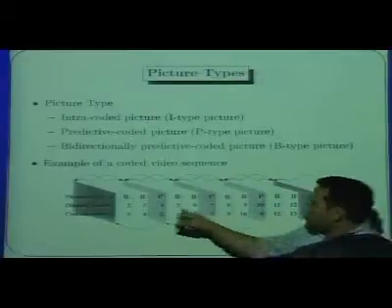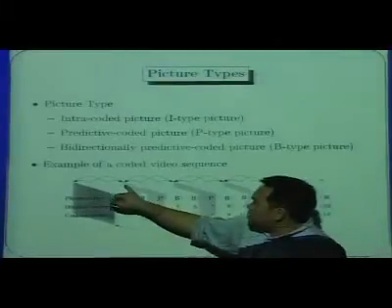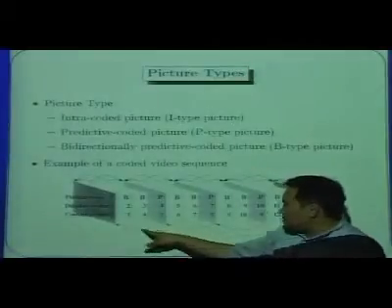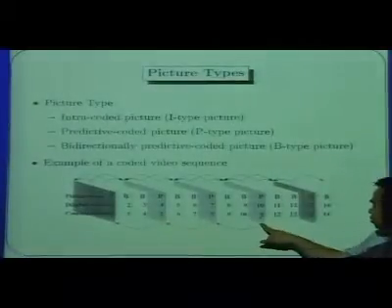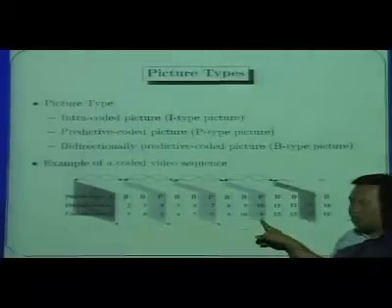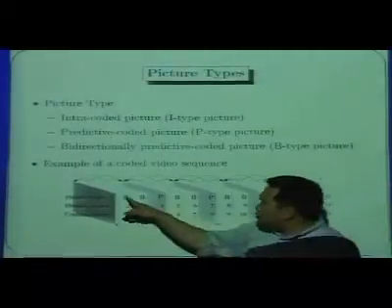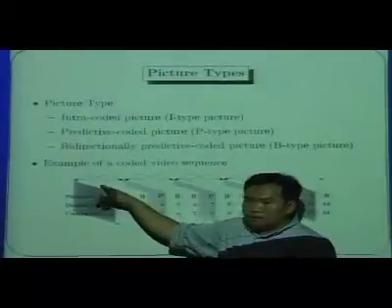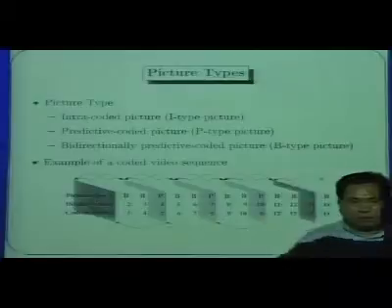Okay? So this P frame is predicted by the I frame. And the B frame is predicted by I and P. It's both way prediction.